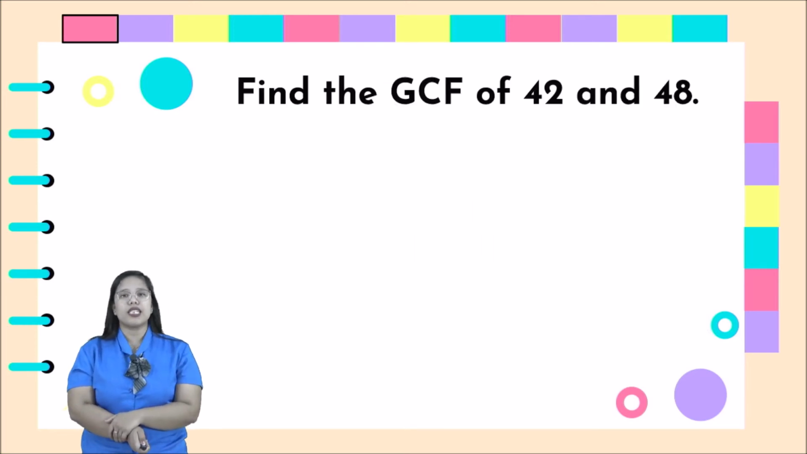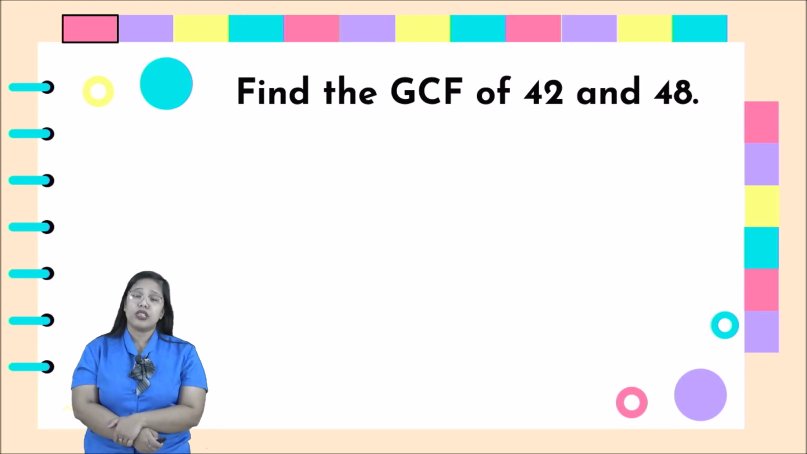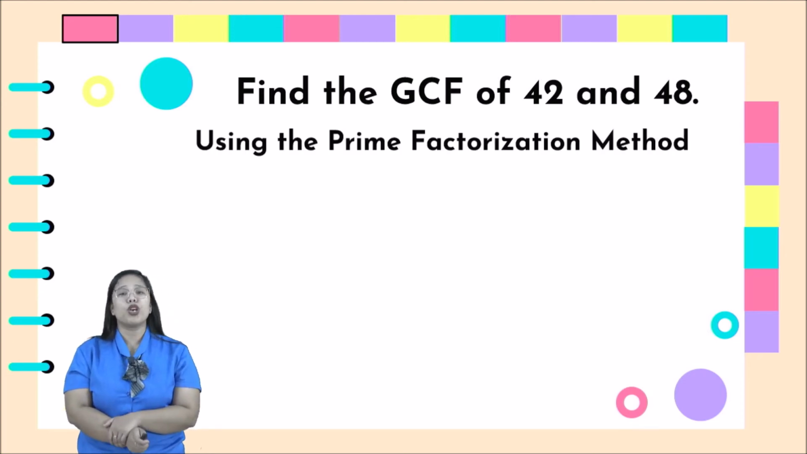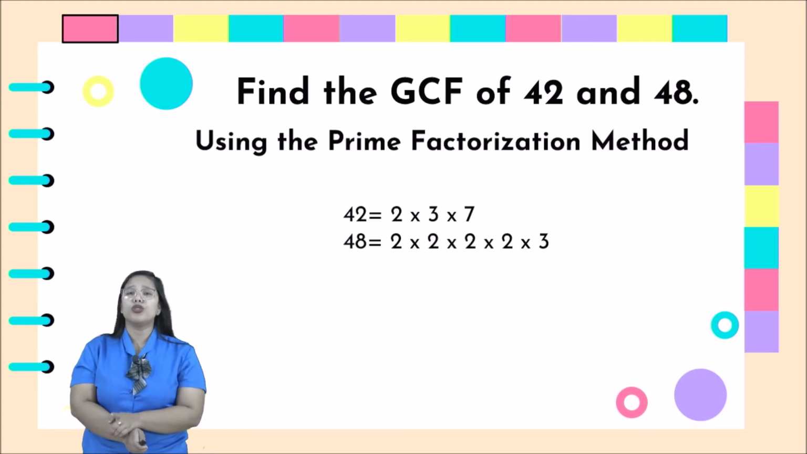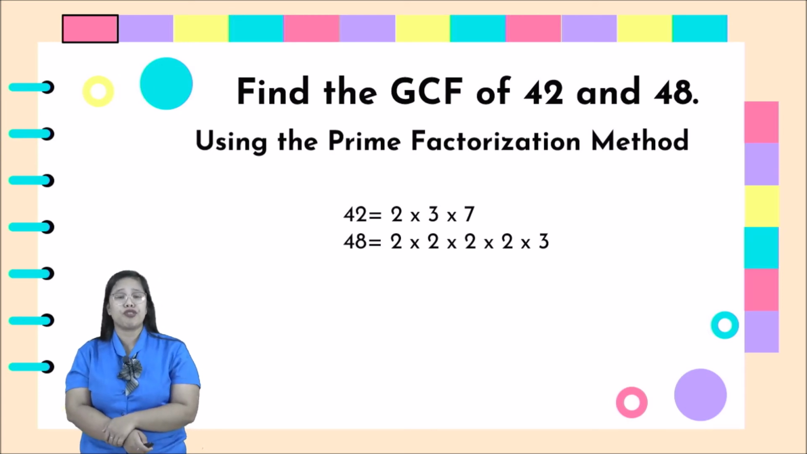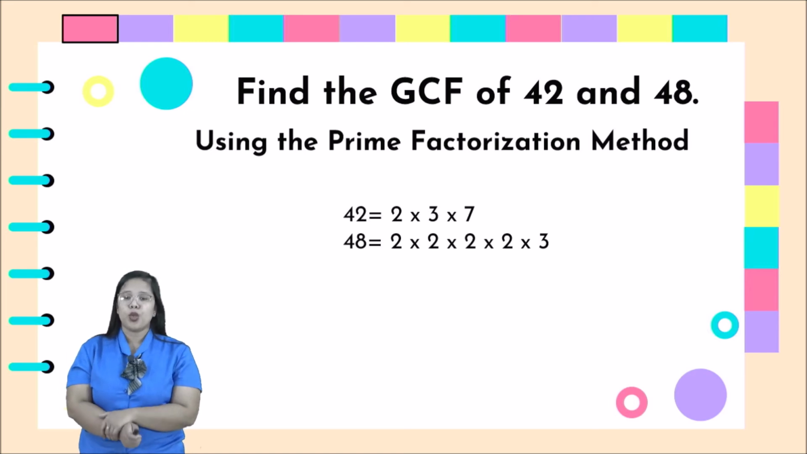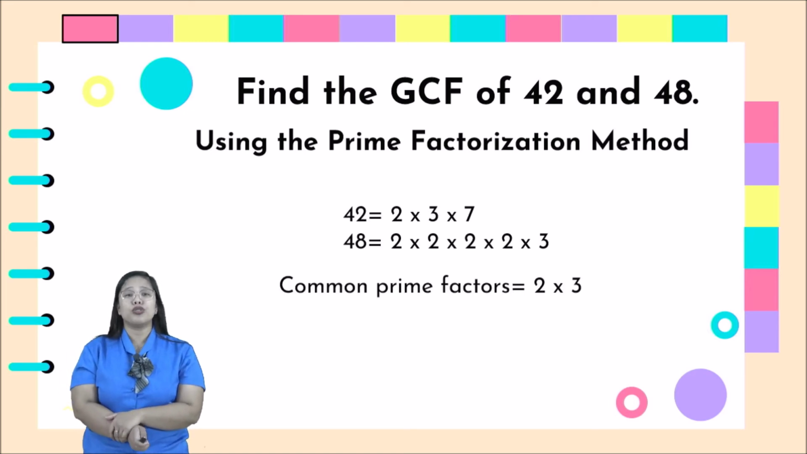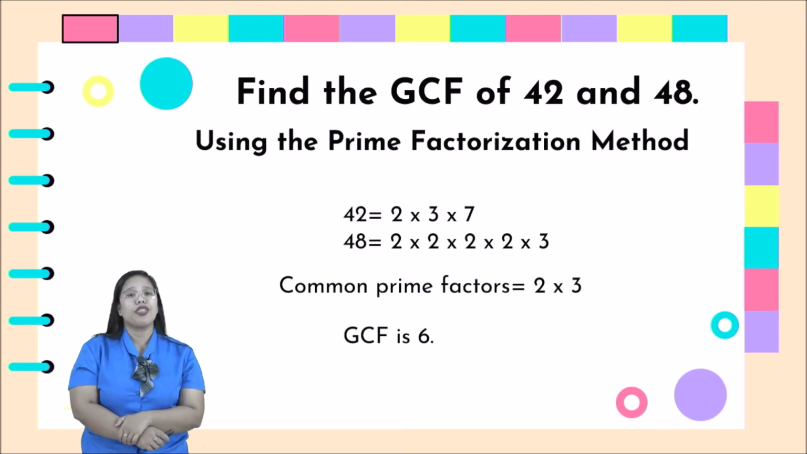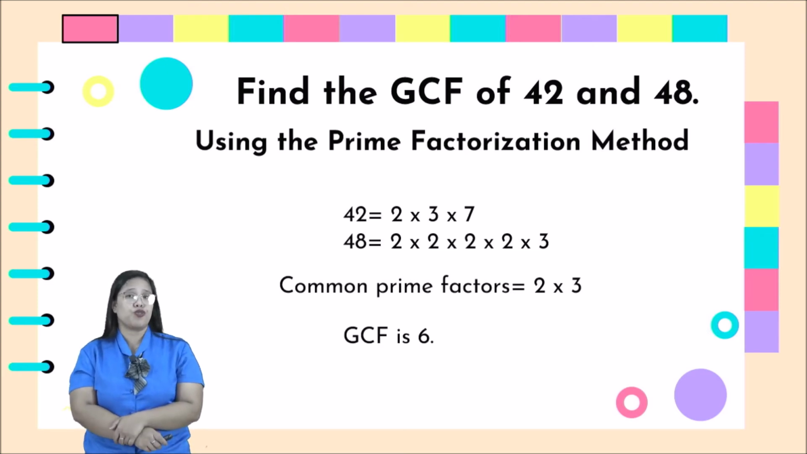Next one is 42 and 48. So 42 is 2 times 3 times 7, 48 is 2 times 2 times 2 times 2 times 3. So their common factor is 2 times 3. So 2 times 3 is 6. Therefore, the GCF of 42 and 48 is 6.